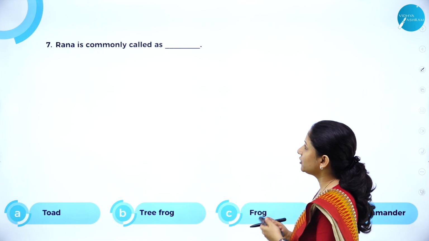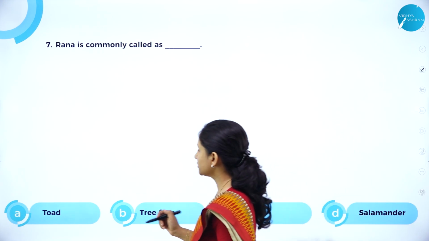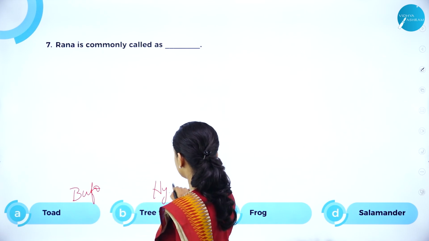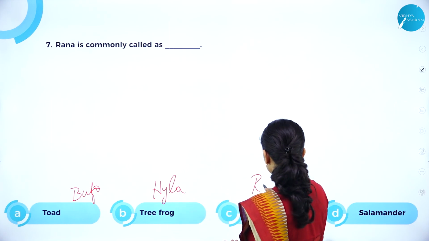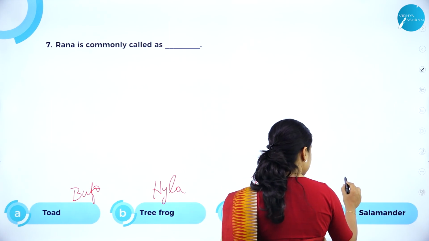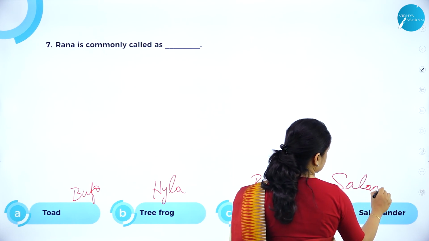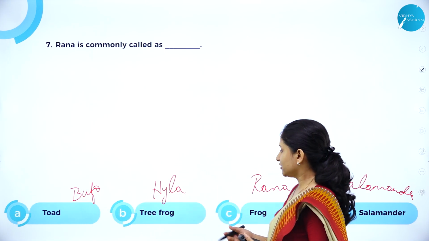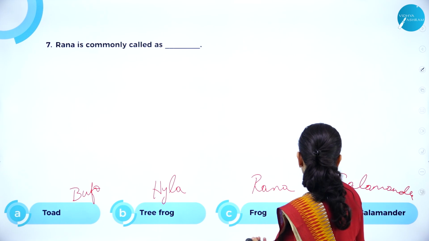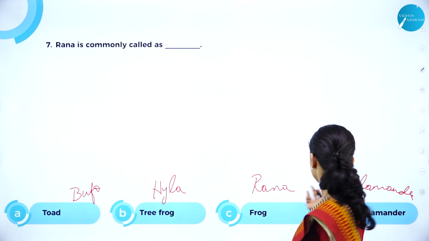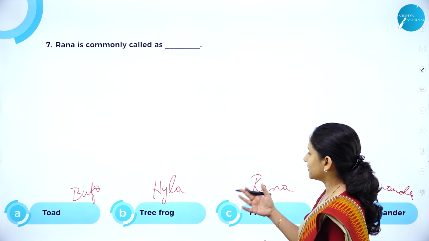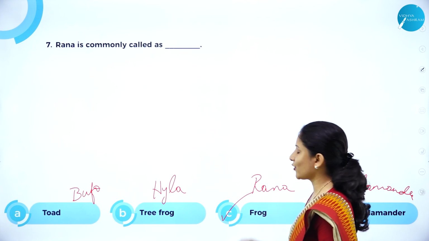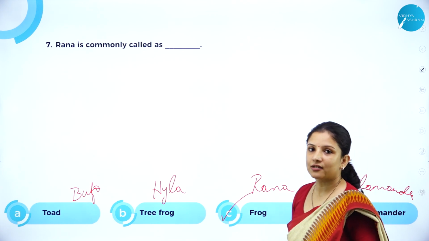Next, Rana is commonly called as toad. No, toad is Bufo. Tree frog is Hyla. Frog is Rana. Salamander is Salamandra. So the questions can be asked this way too, like Bufo is commonly called as, or Hyla is commonly called as. Salamandra will not be asked because salamander is easy. So usually the question can be changed this way. Here, Rana is commonly called as, it is the common frog that we see every day. So option C is the right answer here.